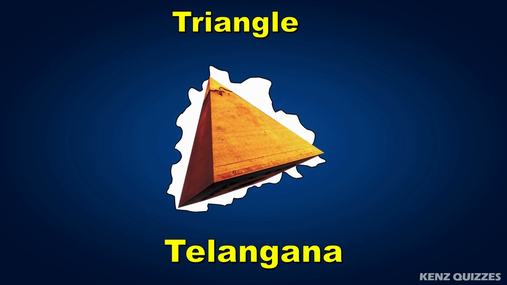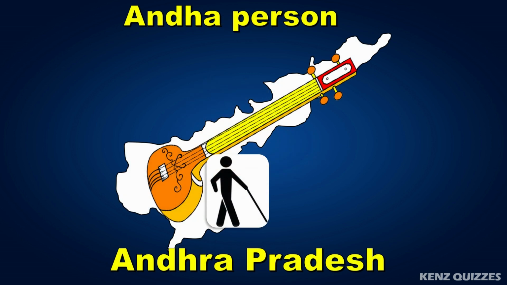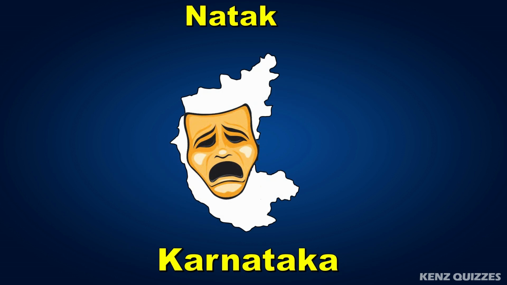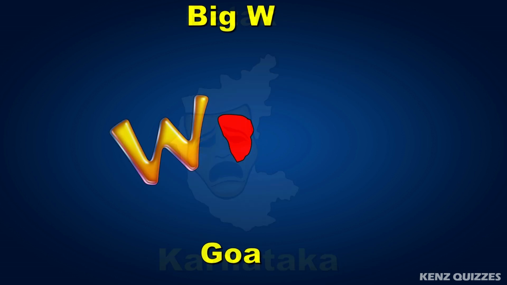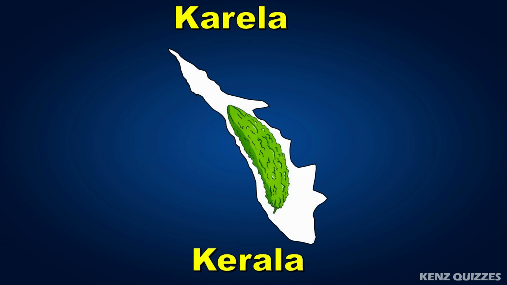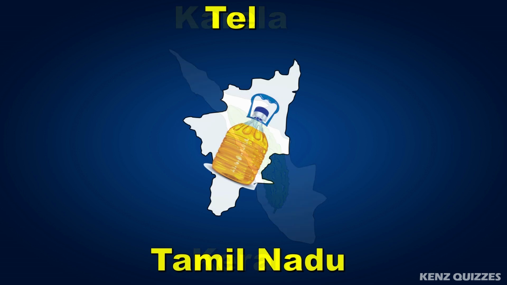Triangle means Telangana. Andha person means Andhra Pradesh. Natak means Karnataka. Big W means Goa. Karela means Kerala. Tel means Tamil Nadu.